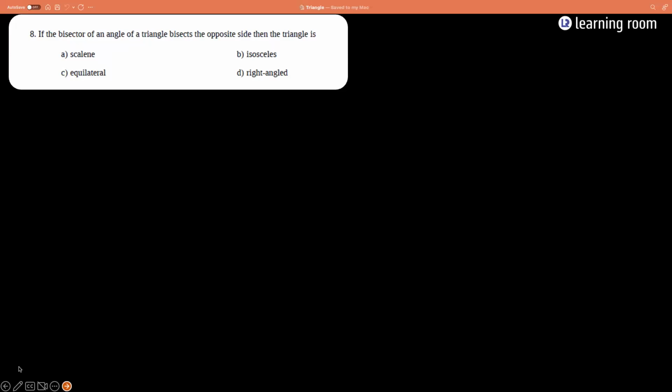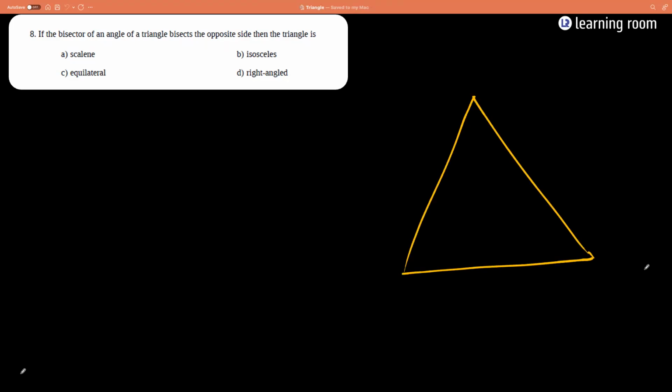If the bisector of an angle of a triangle bisects the opposite side, then the triangle is... Triangle. Sorry, right angle. Equilateral? Actually, it can be equilateral and isosceles also, but to be more specific, since they spoke only about the bisector, it should be an isosceles triangle. This question is slightly ambiguous.